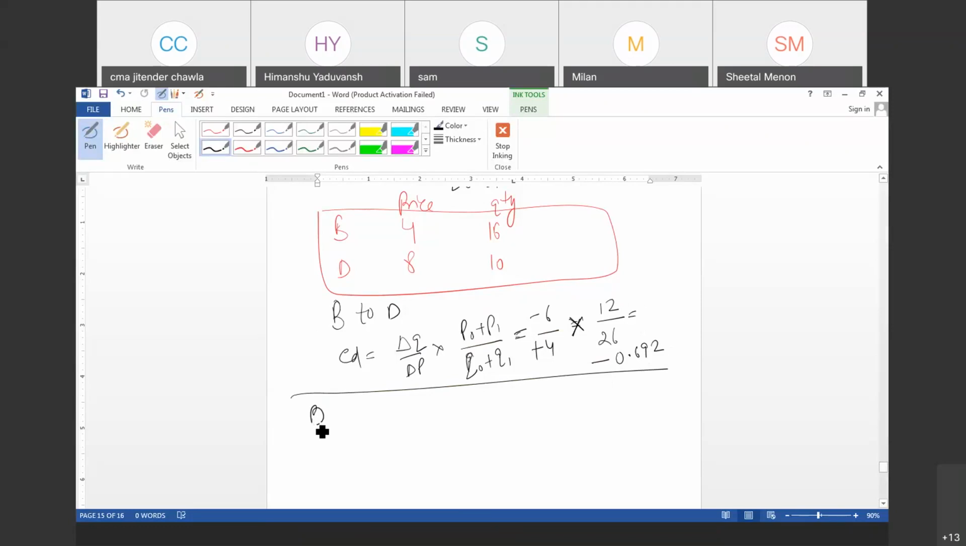But when we talk about D to B, again ED equals change in quantity, that is plus 6, change in price minus 4, into again the same 12 by 26. Have you understood this? Please reply. Arc method. Yes, that's why we have developed the arc method.